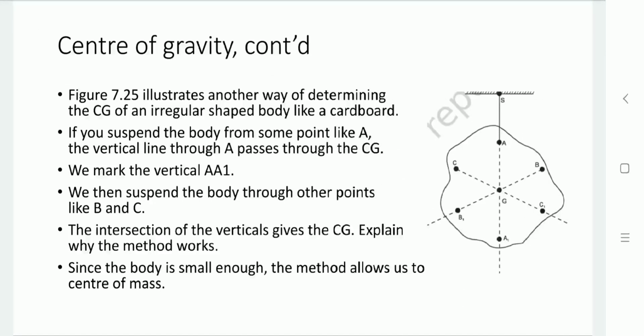If we take a point A on our body, a vertical line through A passes through the center of gravity, that is the A dash line. Likewise, we draw the B dash line and C dash line onto the cardboard. The intersection point of these vertical lines gives the center of gravity, which can be defined by this method. The body is small, so the center of mass is the same as the center of gravity defined in this manner.